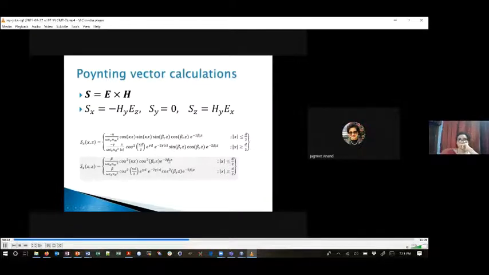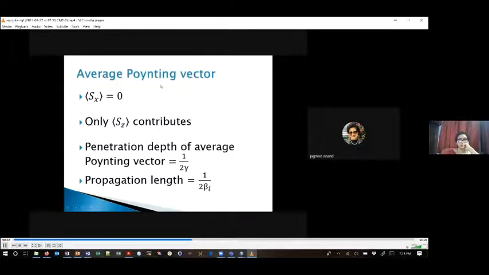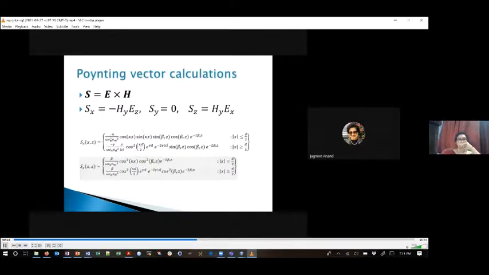Similarly, this is inside the metal and inside the surrounding dielectric region. So if we go for the average Poynting vector, I would like to point out that in the case of the average Poynting vector, the time average of the transverse component is 0, and only the z component, which is the longitudinal component, contributes. That means if I go back to the previous equation, the time average of this particular thing is 0, and if I look at the expression for Sz, it has a finite propagation length which is given by 1 by 2 beta I, right?